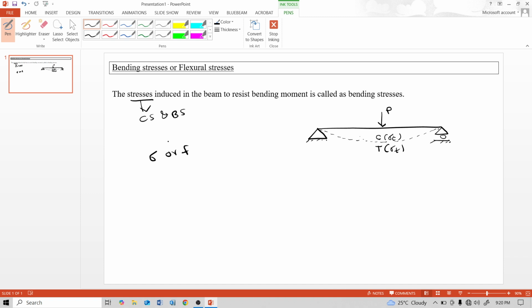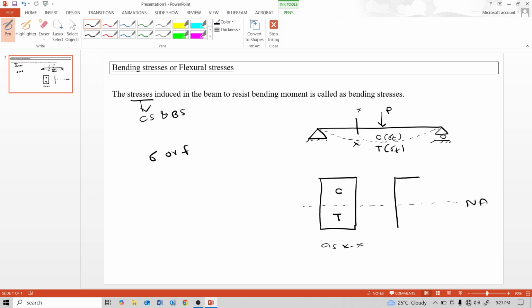And this bending stress changes linearly from the compression to the tension zone. See, consider this XX section. This is the cross section of this beam, XX section, a rectangular section. This is the neutral axis at the middle of this rectangle. This is the compressive zone. This is the tension zone. This is sigma C, compressive stress.